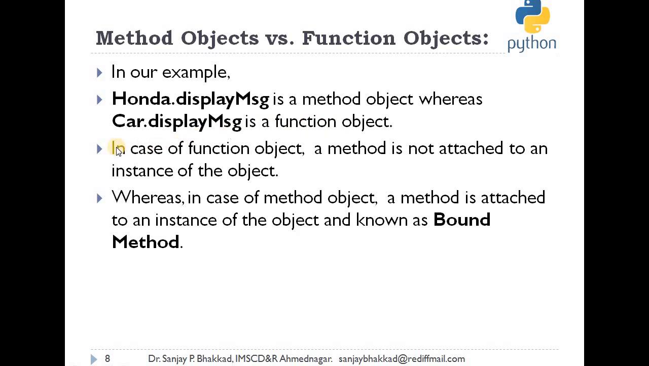So what is the difference between both? In the case of a function object, a method is not attached to an instance of an object. It is related with a class. Whereas in the case of a method object, a method is attached to a particular instance of an object. And that's why it is also called a bound method. Let us have a practical demonstration.